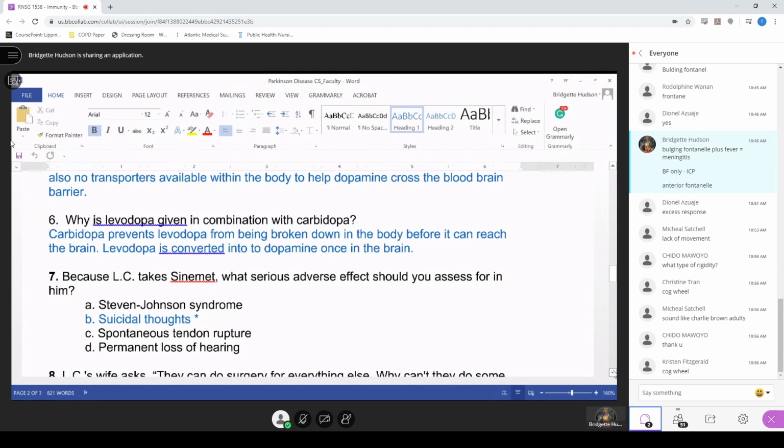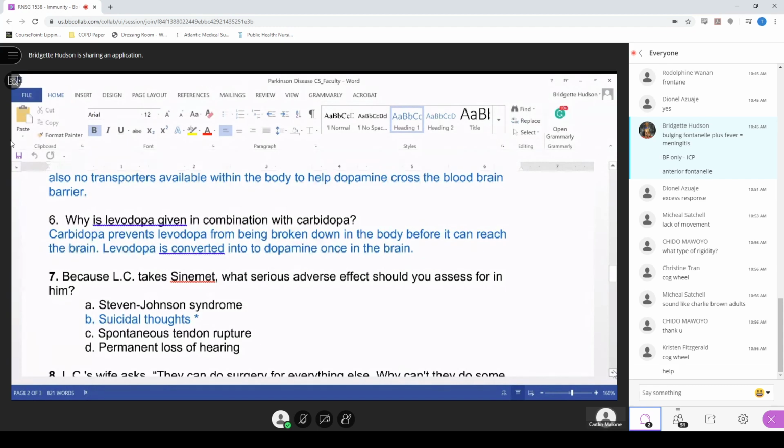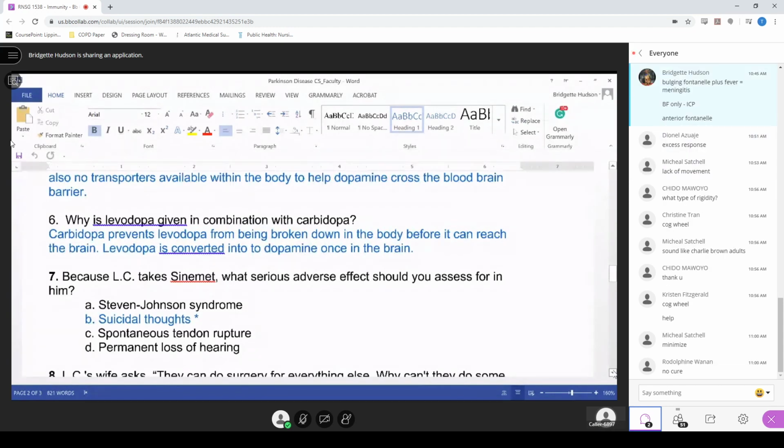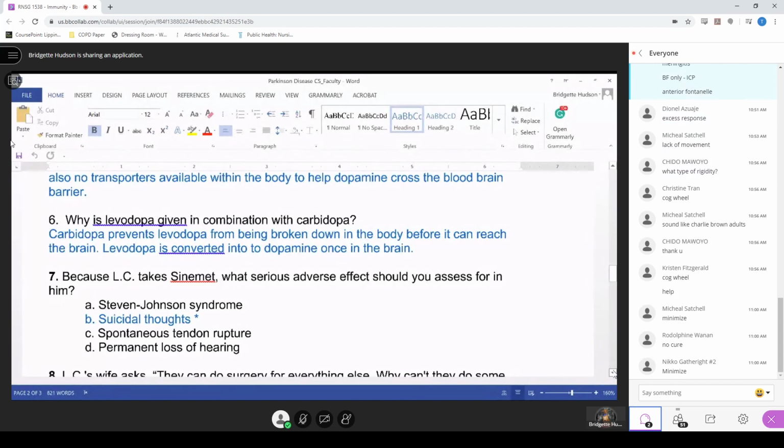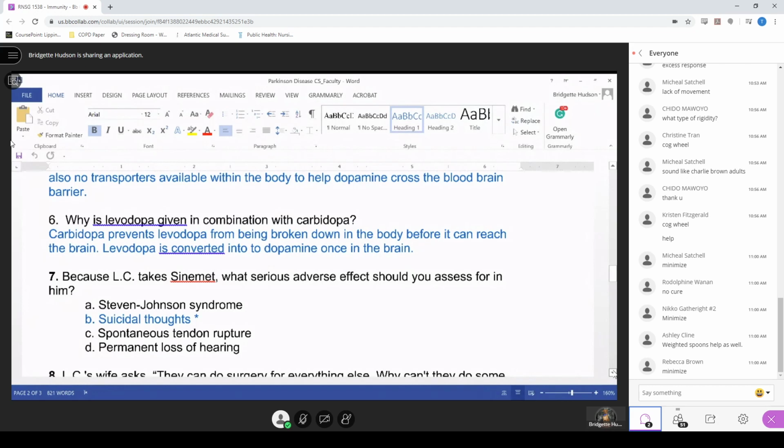Is this curable? Does the medication cure the disease or help minimize the symptoms? It minimizes the symptoms. There's no cure. Whether it's genetic, environmental, whatever the cause may be, there's no cure for it.